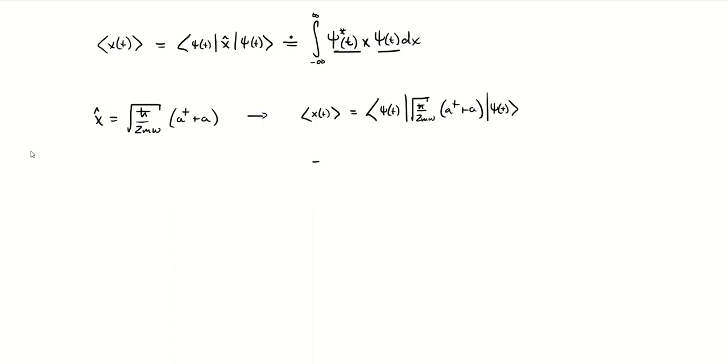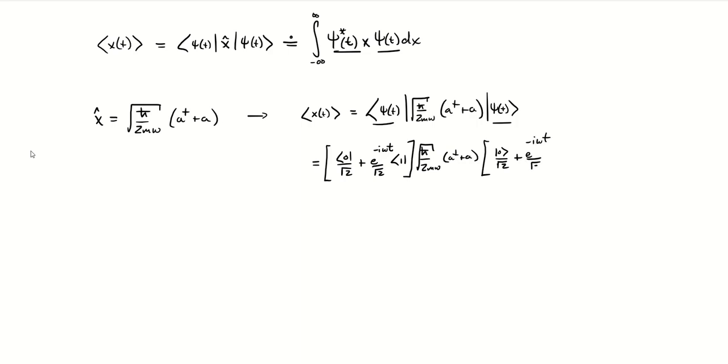And we previously showed what the time dependent state functions were, so we can write this as what we got in that situation: e to the negative i omega t over root 2, because, again, recall we take the complex conjugates when we move to the bra. The square root of h bar over 2m omega, a dagger plus a, times the state ket as a function of time that we derived above.